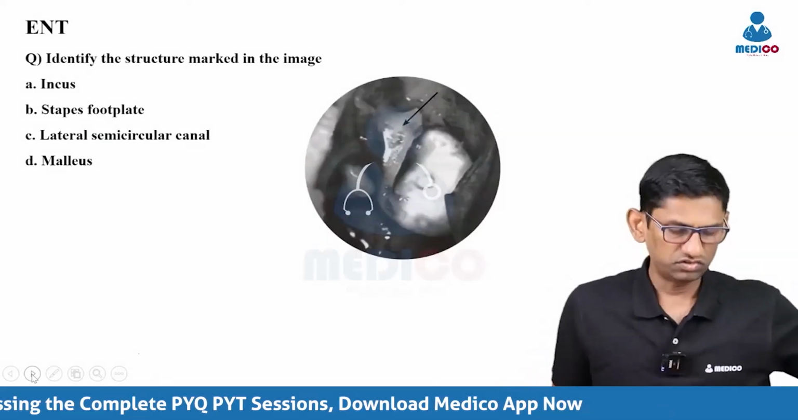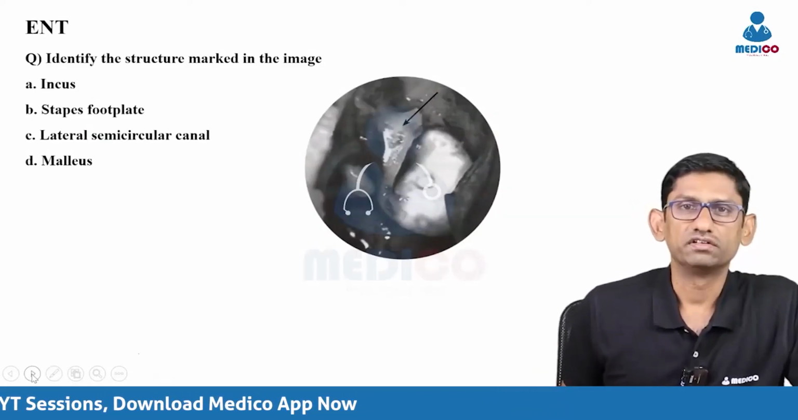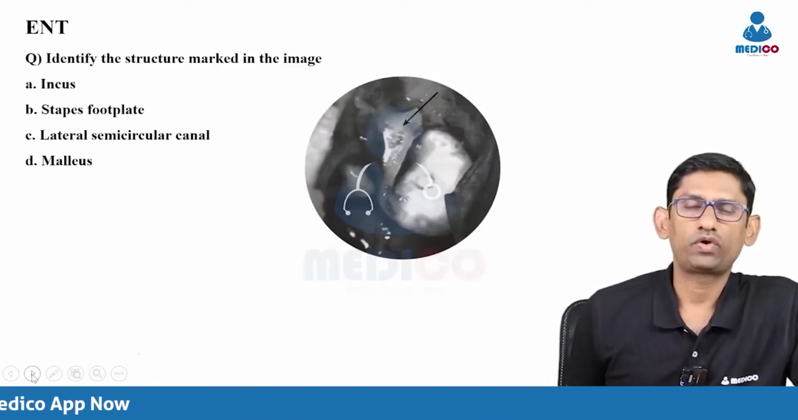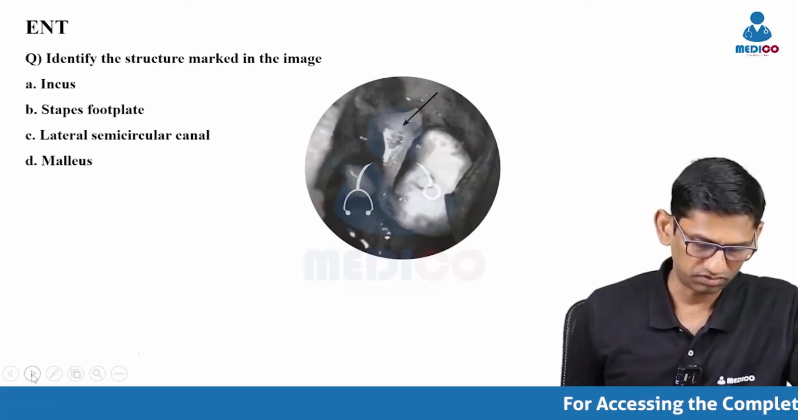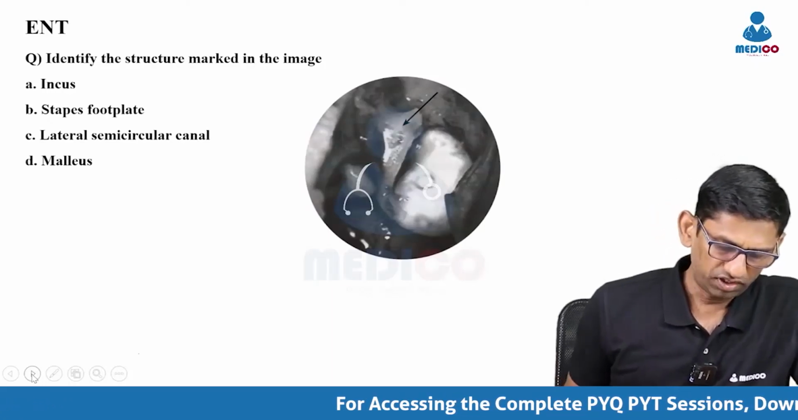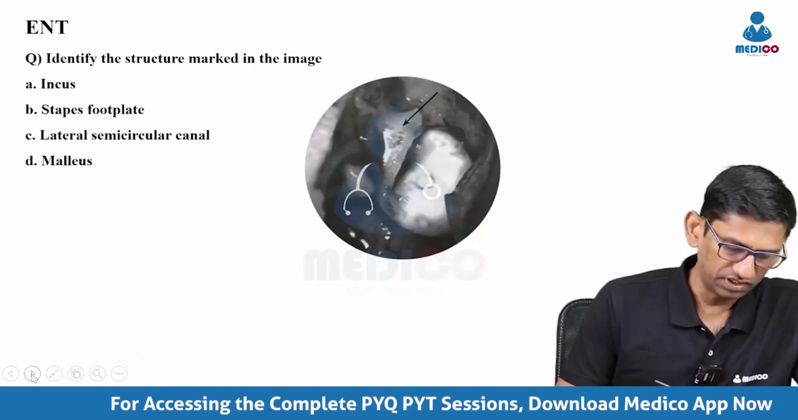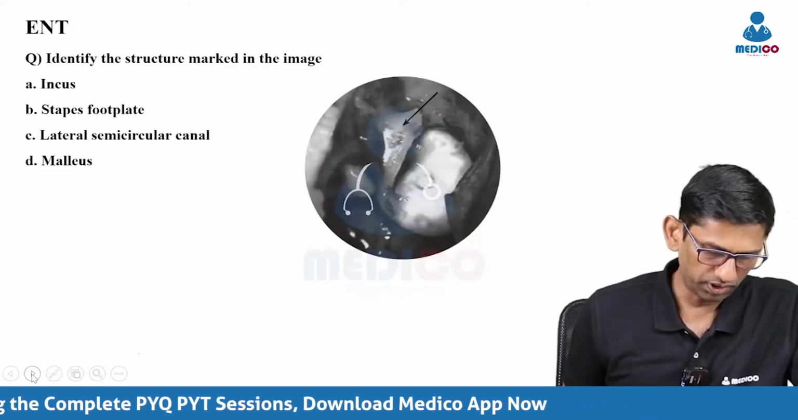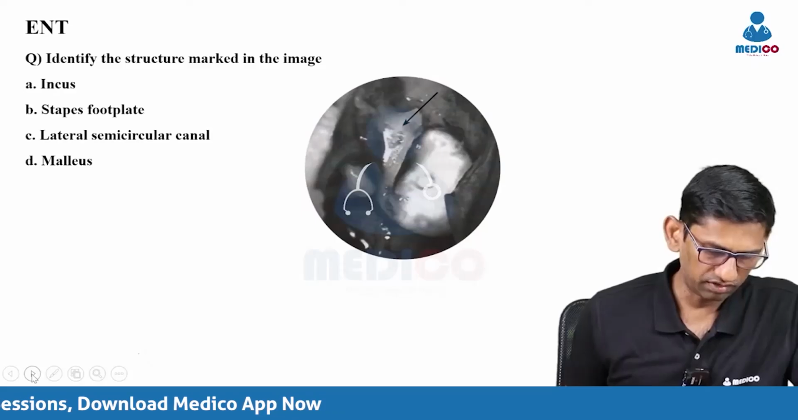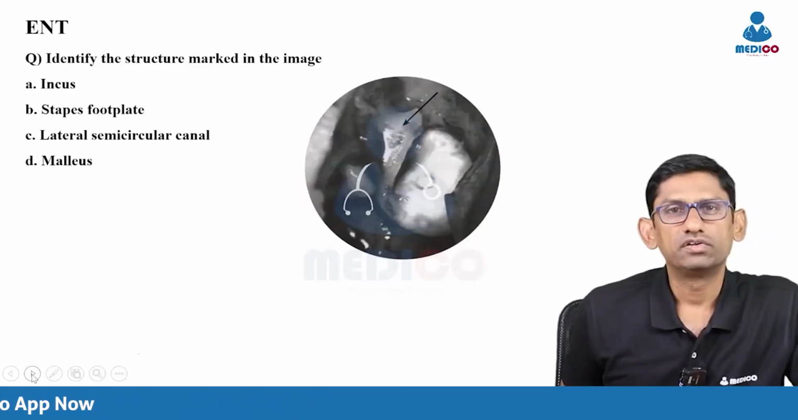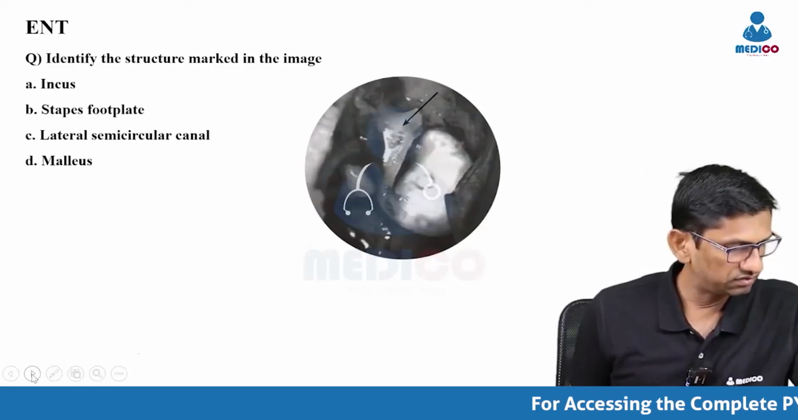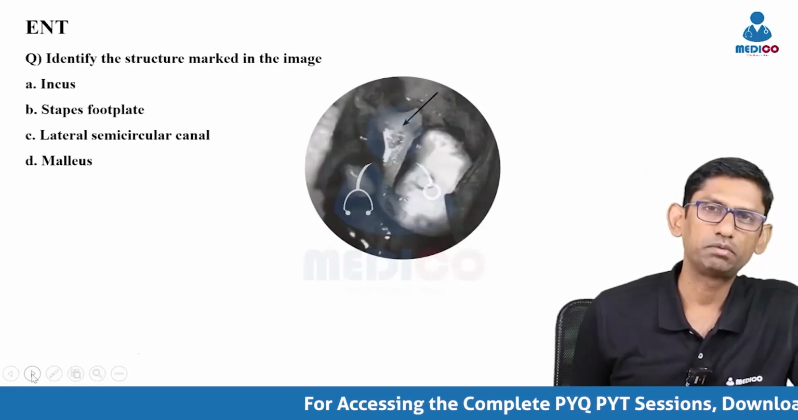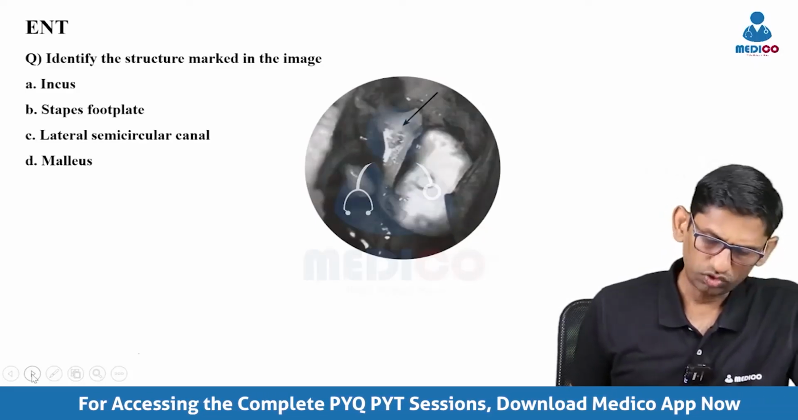So the first question will be a picture question, and we know these picture questions are quite common nowadays. We need to know the anatomy and all the important pictures in ENT. Identify the structure marked in the image: incus, stapes footplate, lateral semicircular canal, malleus. If anybody knows the answer, please give it in the comment box. What will be the structure?